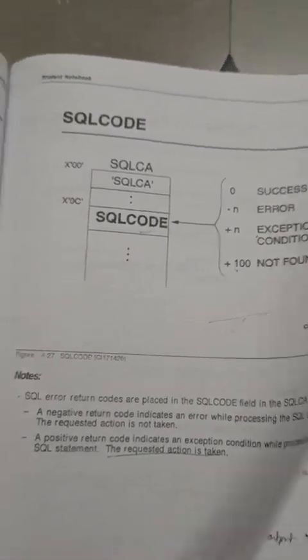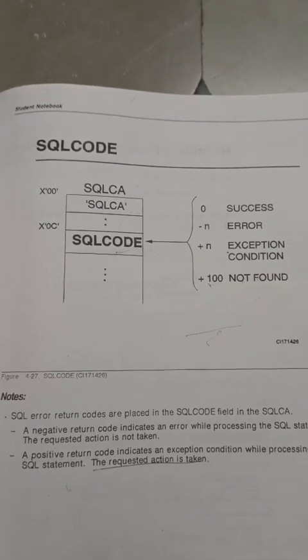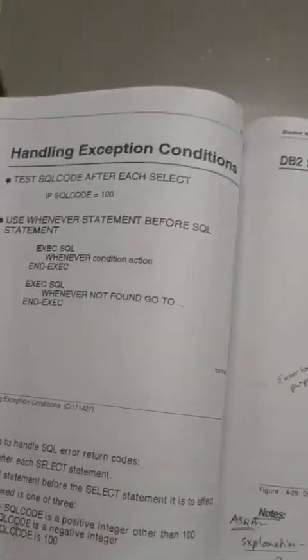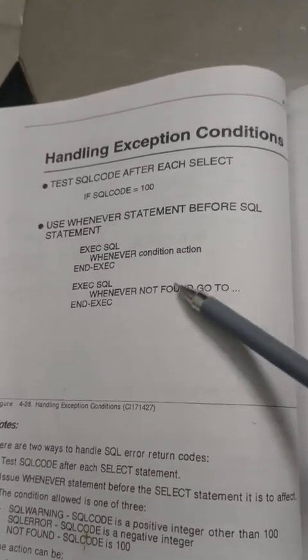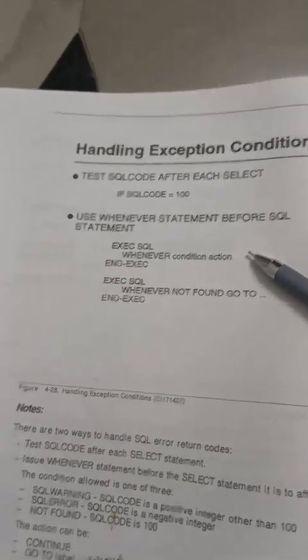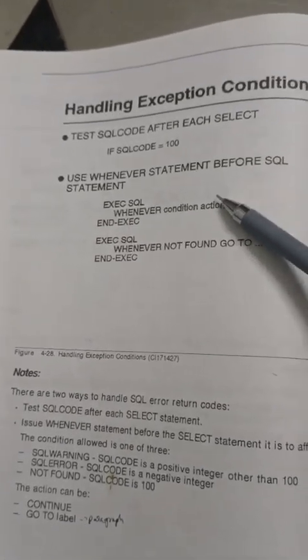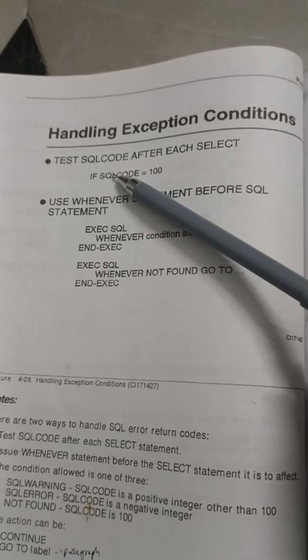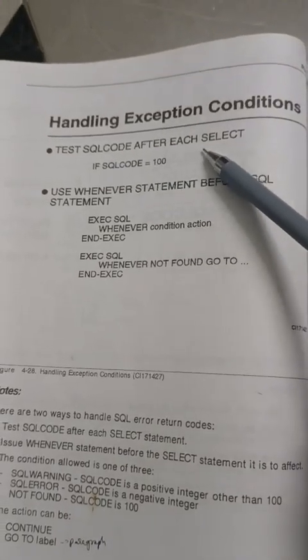Yeah, that's mainly for the SQL code. What does the minus error and plus n contain? You can see some of the handling conditions through programs also. How to handle this exceptional condition? It means testing SQLCA after each SQL statement.